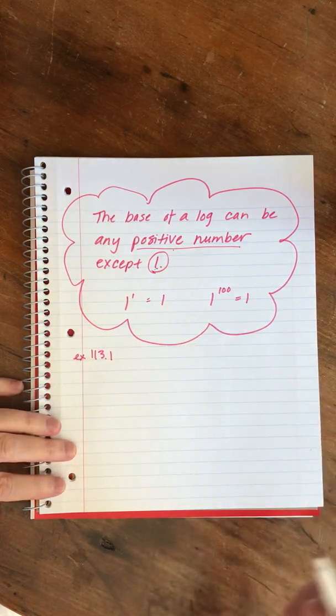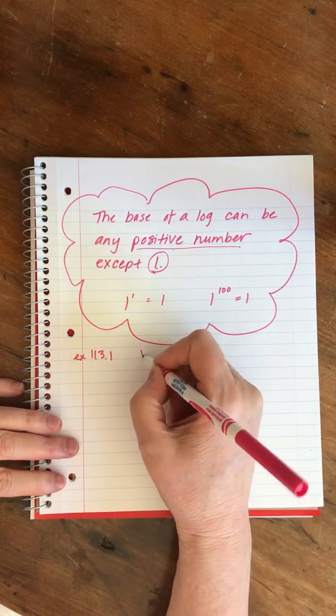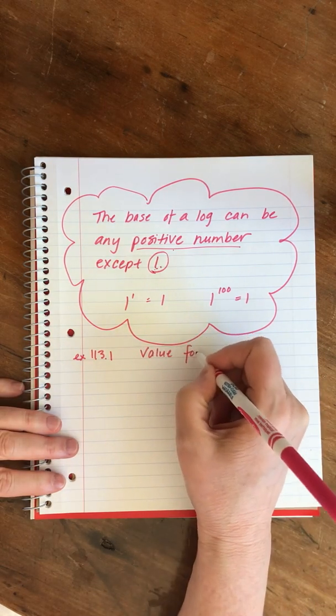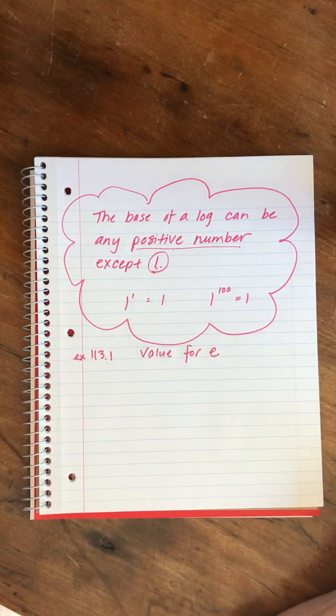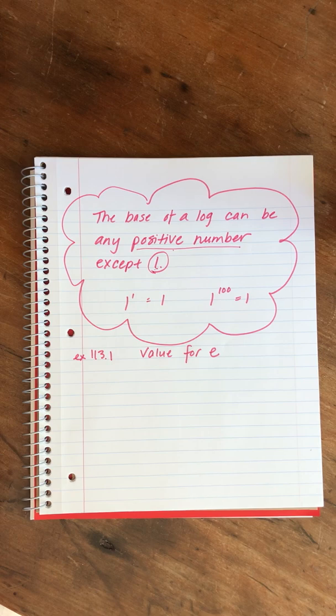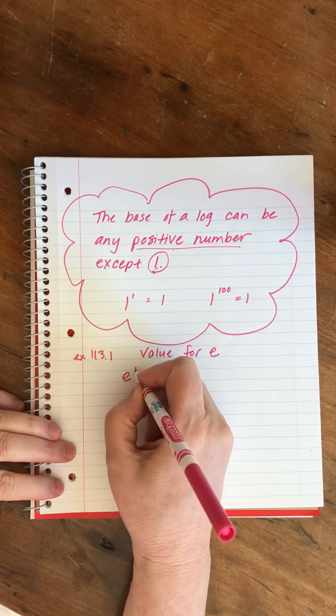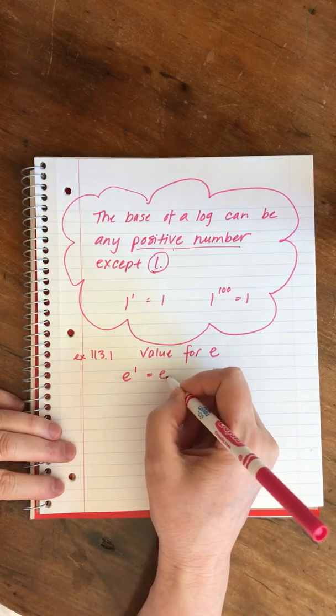The first example says, use your calculator to get a value for e. This is a good question because everybody forgets the value of e. I told you it was approximately 2.71, and that's true, but you aren't always going to have me sitting there. So all we have to do is remind ourselves that if we calculate e to the 1, that will give us the value for e.